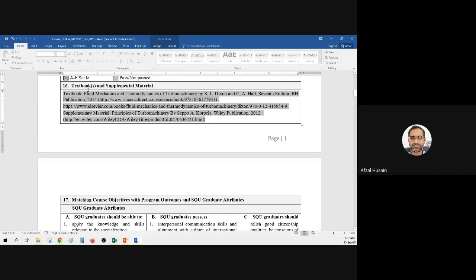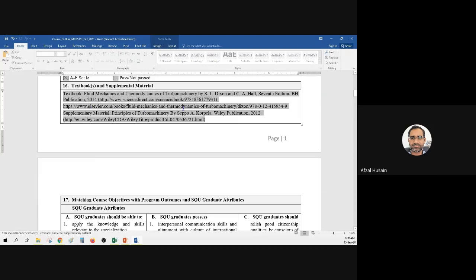So your main textbook that you will get from the bookstore is this: Fluid Mechanics and Thermodynamics of Turbomachinery by S.L. Dixon and C.A. Hall. And this is the 7th edition, so you will get it from the bookstore. When are you going to get books from the bookstore? Next week, doctor. Fine. And you can search for the soft copy on the net also, you can find it.